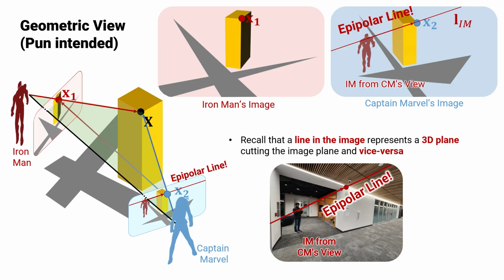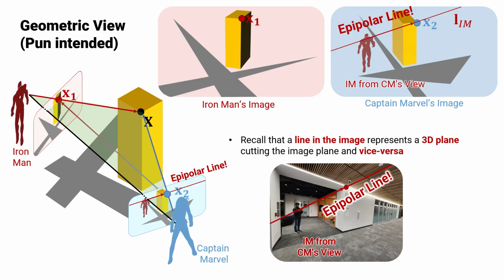And we are going to call this line of connection of the world point, which is imaged in my current view, and which is the other camera's center in the view. And this line is going to be called the epipolar line. So remember this word, epipolar line.